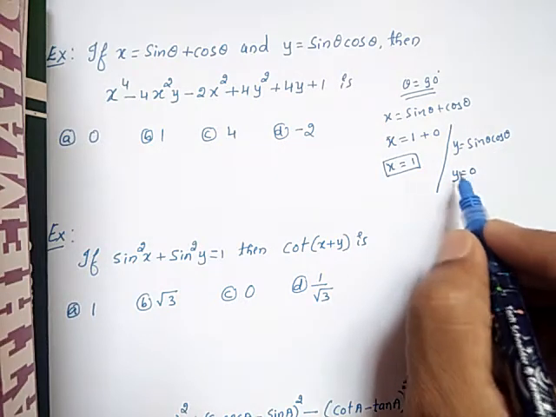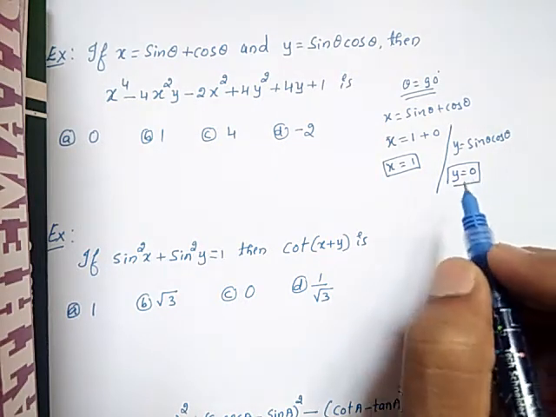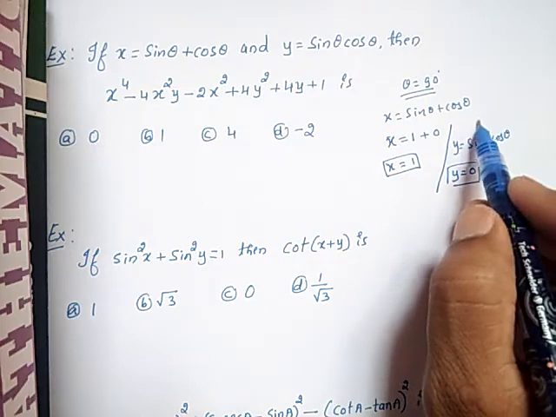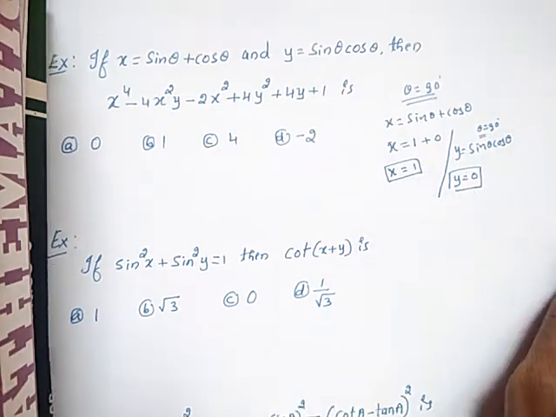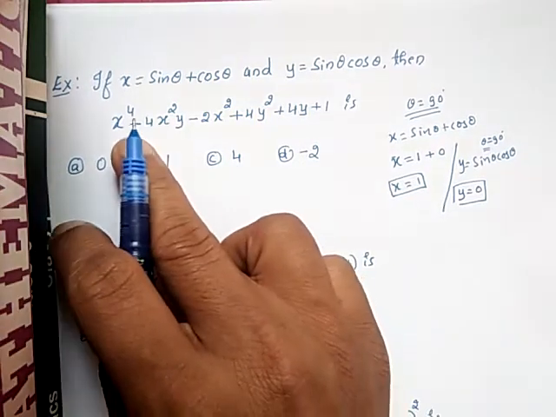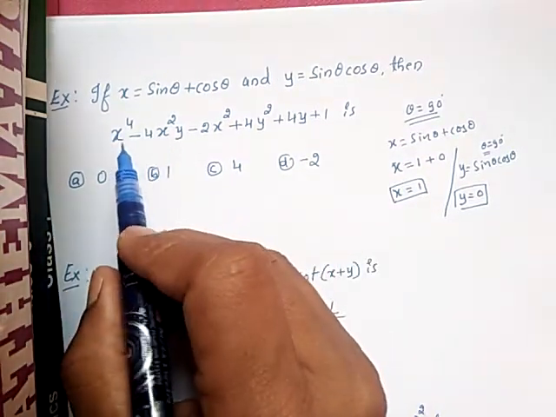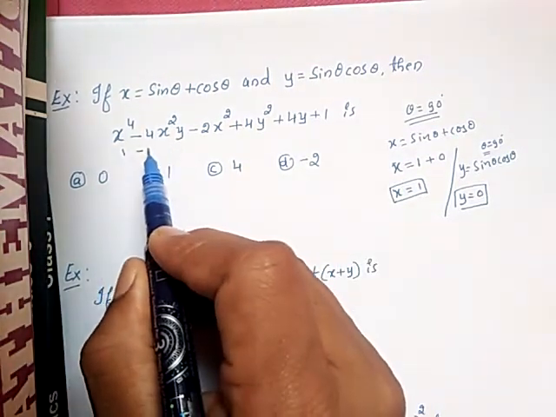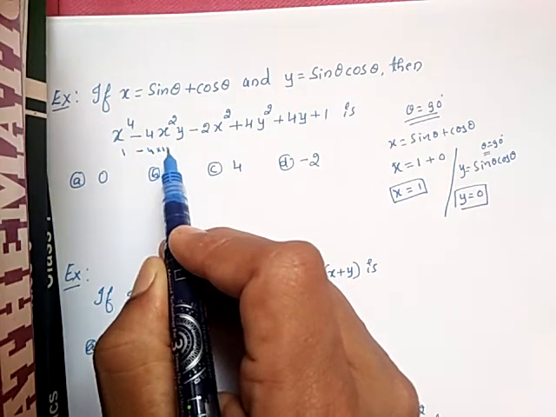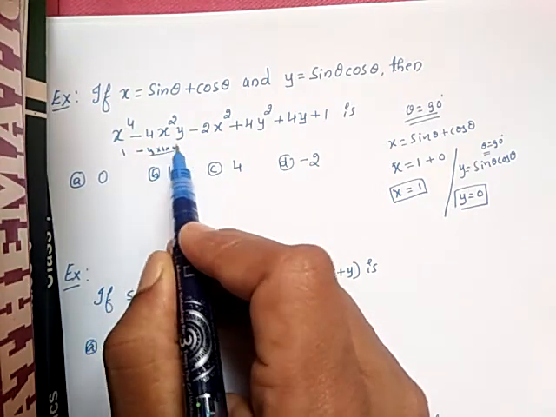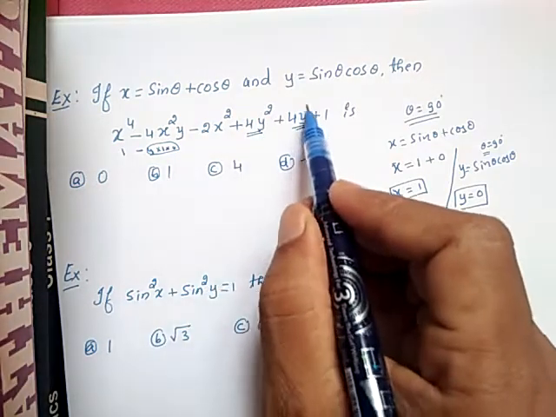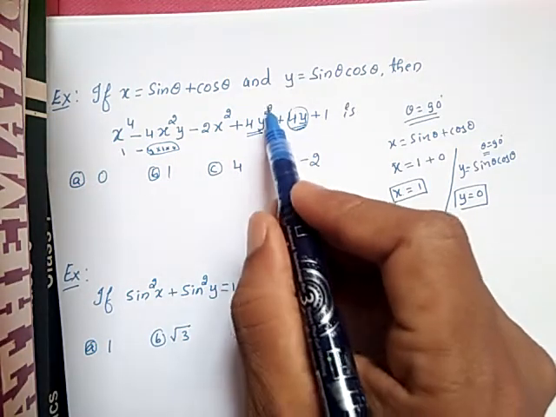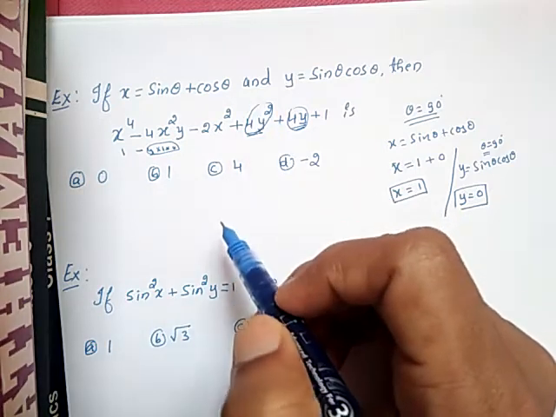1 into 0 is 0. So y is equal to 0, you will get. If you substitute theta is equal to 90 here, you will get y is 0, x is 1. So just substitute this value here. So this will be what? x to the power 4 is 1 minus 4 into 1, y is 0. So this term will become 0, this term is also 0, this will also become 0. This is also 0.